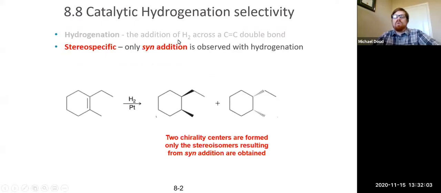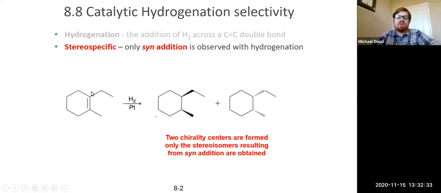Now, with this addition, there's not that much to consider because it's not regiospecific, because you're just adding hydrogen to both sites, so you don't need to worry about Markovnikov or anti-Markovnikov, but you do need to worry about syn versus anti. And as it turns out, if you're forming stereocenters, the hydrogens are going to be added to the same side. They're syn added. And we're going to see why when we look at, it's kind of the mechanism, but it's more like just the facts of this reaction will show you what that looks like.